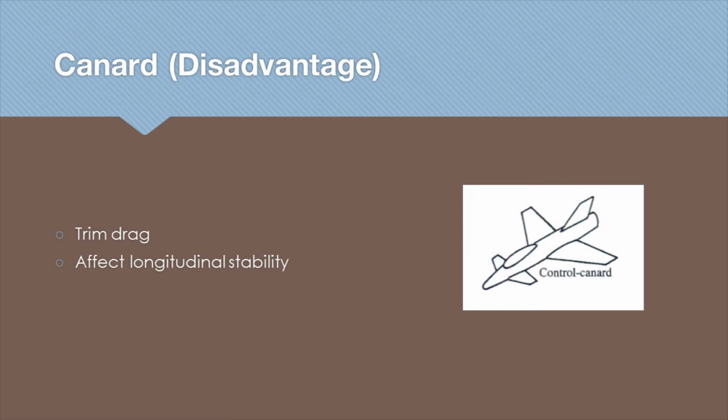Since the canard is close to the CG of the aircraft compared with the aft tail, the elevator needs to be deflected more to induce a larger moment. This may lead to a larger trim drag. Also, the distance between the aircraft neutral point and the aircraft CG is shorter for the canard configurations. And this makes the canard aircraft statically less stable in the longitudinal direction.